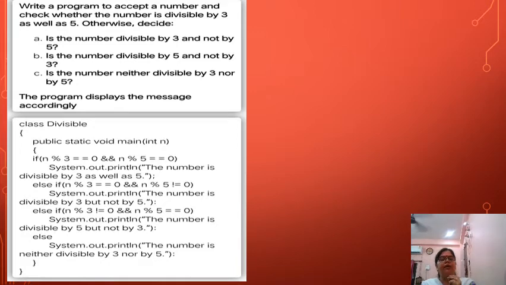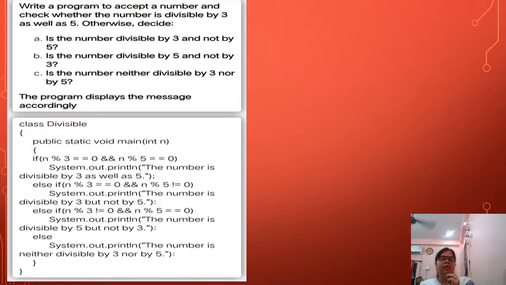then it means it is divisible by 3 and 5. Here we have checked if n modulo 3 is equal to 0 and n modulo 5 is not equal to 0, then we write the number is divisible by 3 but not by 5. Like that, else if n modulo 3 is not equal to 0 and n modulo 5 is equal to 0, then it is divisible by 5 but not by 3. Else, at the last, the number is neither divisible by 3 nor by 5.